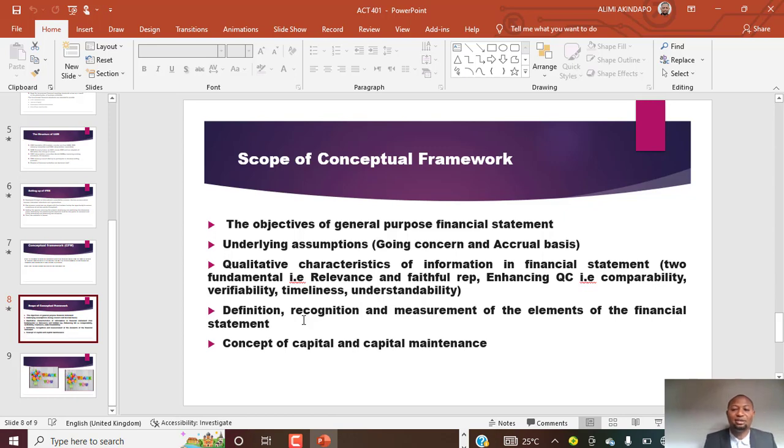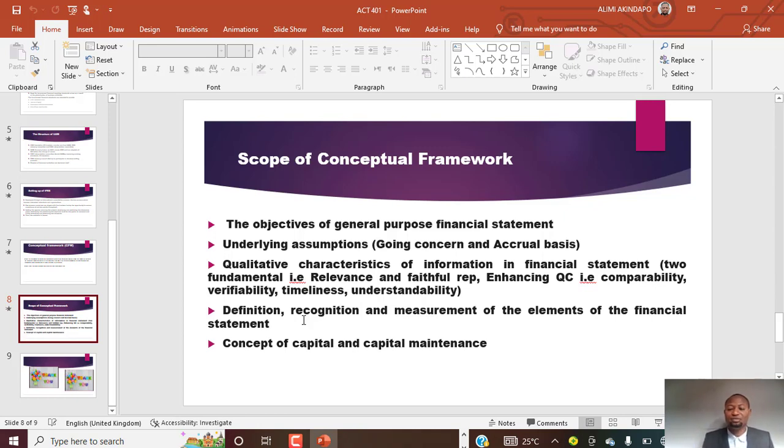Asset is a resource that is controlled by an entity as a result of a past event from which future economic benefit will flow to the entity. While the liability is a present obligation as a result of a past event from which future economic benefit will flow out of the entity. Then we have the equity. Equity is the residual interest after liability has been deducted from the assets. So then what are the elements that we can find in the statement of profit or loss and other comprehensive income? We have revenue and expenses.